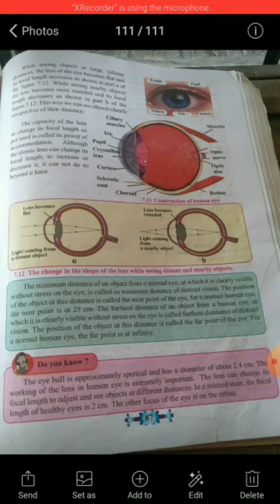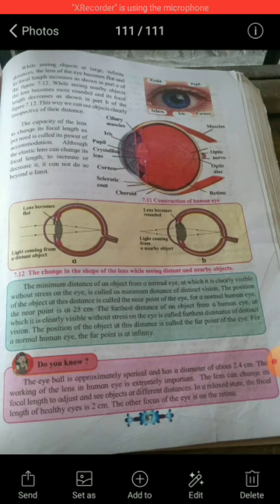The farthest distance of the object from a human eye at which it is clearly visible without stress on the eye is called the farthest distance of distinct vision. The position of the object at this distance is called the far point of the eye, and for a normal eye it is at infinity.